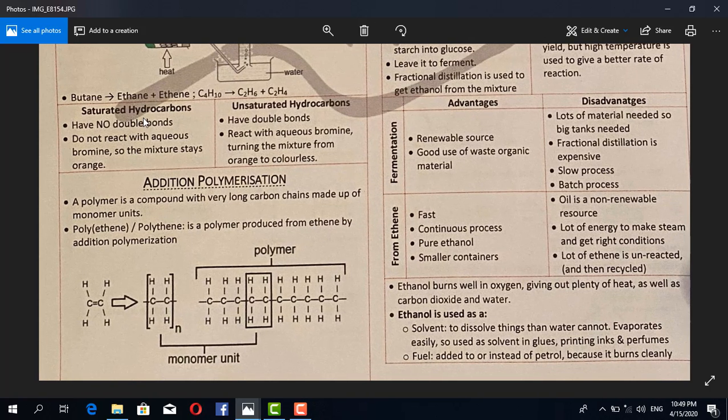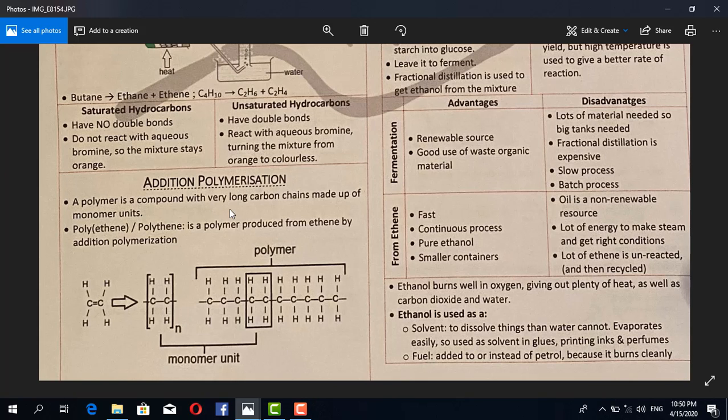Now it's a differentiation between the saturated hydrocarbons and the unsaturated hydrocarbons. The saturated hydrocarbons have no double bonds. Meanwhile, the unsaturated have double bonds, like the alkene. The saturated don't react with aqueous bromine, so the mixture stays orange. Meanwhile, the unsaturated reacts with aqueous bromine, turning it into a colorless solution.